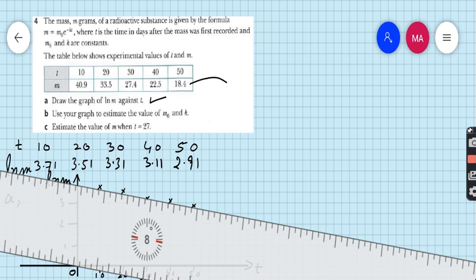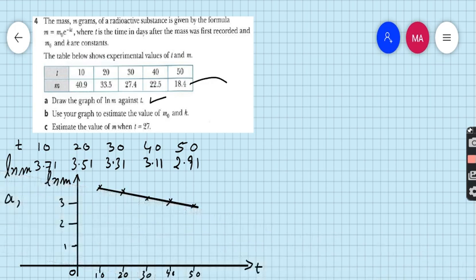So this is our straight line. Join all the points. So this is the answer of part A. Come to part B.